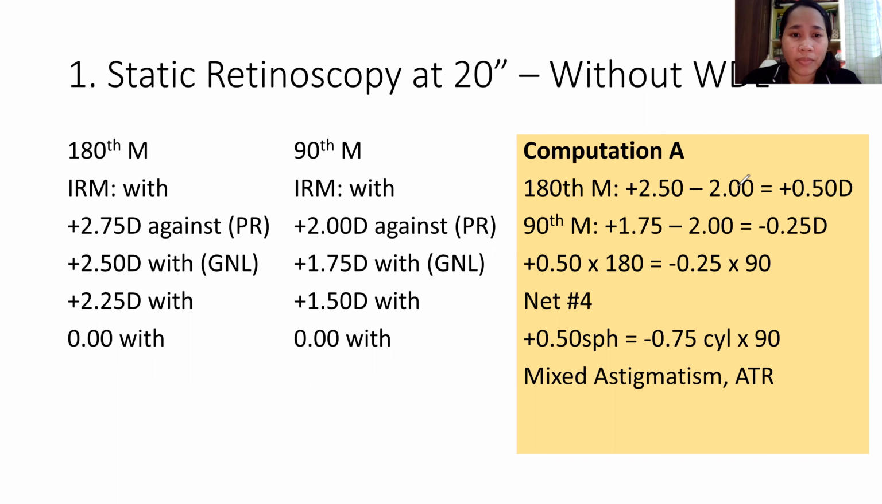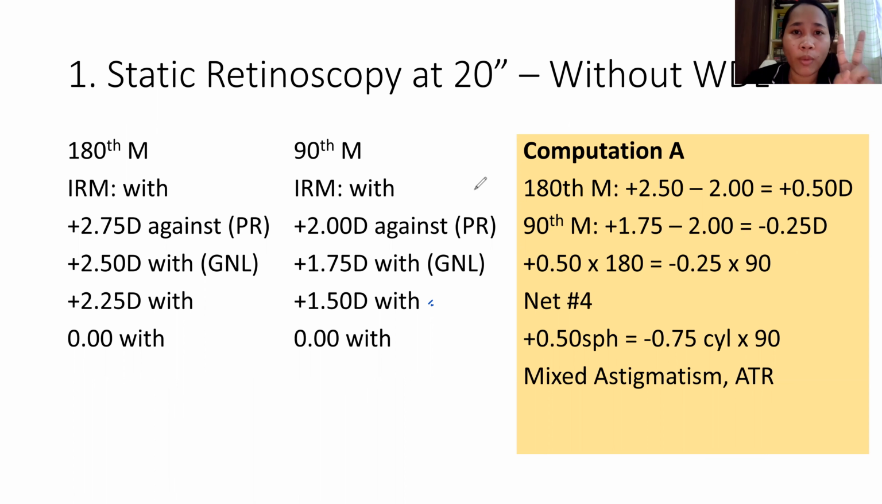And then we go to the 90th meridian. So if you're using the trial lenses, you will remove the trial lens that you placed, and then you start again at plano. But if you're using a phoropter, then you will start at the GNL of the previous meridian. Okay, so here we start at plano, plus 25, plus 50, up to plus 150, the movement is with. And then at plus 175, the movement is still with. And at plus 2, the movement is now against. So our PR is plus 2, our GNL is plus 175.